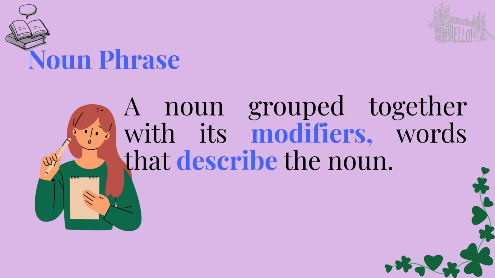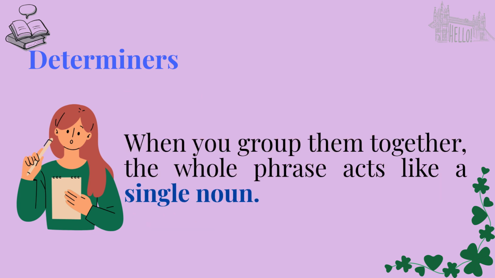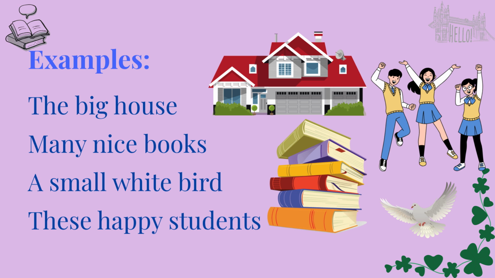The noun phrase. A noun phrase is simply a noun grouped together with its modifiers, words that describe or pinpoint the noun. These modifiers are called determiners and can include articles, quantifiers, adjectives, demonstrative pronouns, or possessive adjectives. When you group them together, the whole phrase acts just like a single noun. Examples: the big house, many nice books, a small white bird, these happy students.